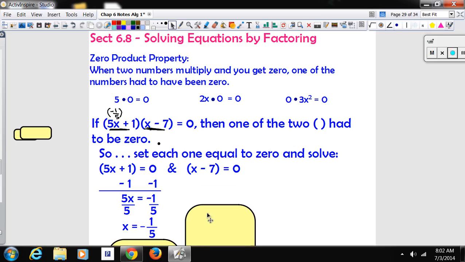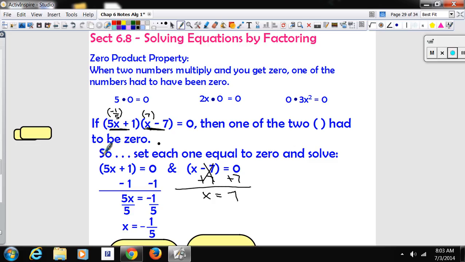In this case, when you add 7 to both sides, you're going to get x equals 7. So if I put a 7 in both of them, because that's what I'm saying x is, I'm getting 36 times 0, which is going to be 0. Doesn't matter what you get in the first parentheses. If the second one is 0, then your answer is going to be 0. So your job in this case is to make sure the two parentheses equal 0, and then you can set them both equal to 0 and solve them.